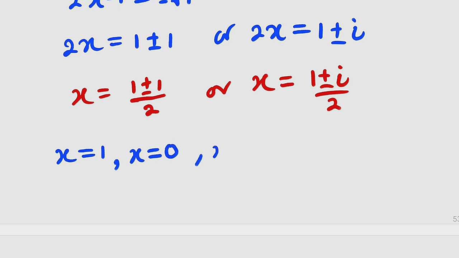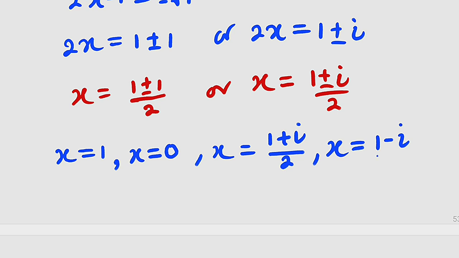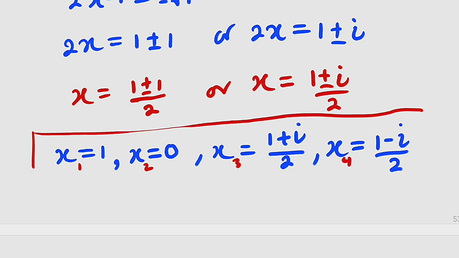We have another x from the complex world. We're going to take plus first. That is (1 + i)/2. And lastly, we have (1 - i)/2. So we have x1, x2, x3, and x4. These are the solutions to this problem.